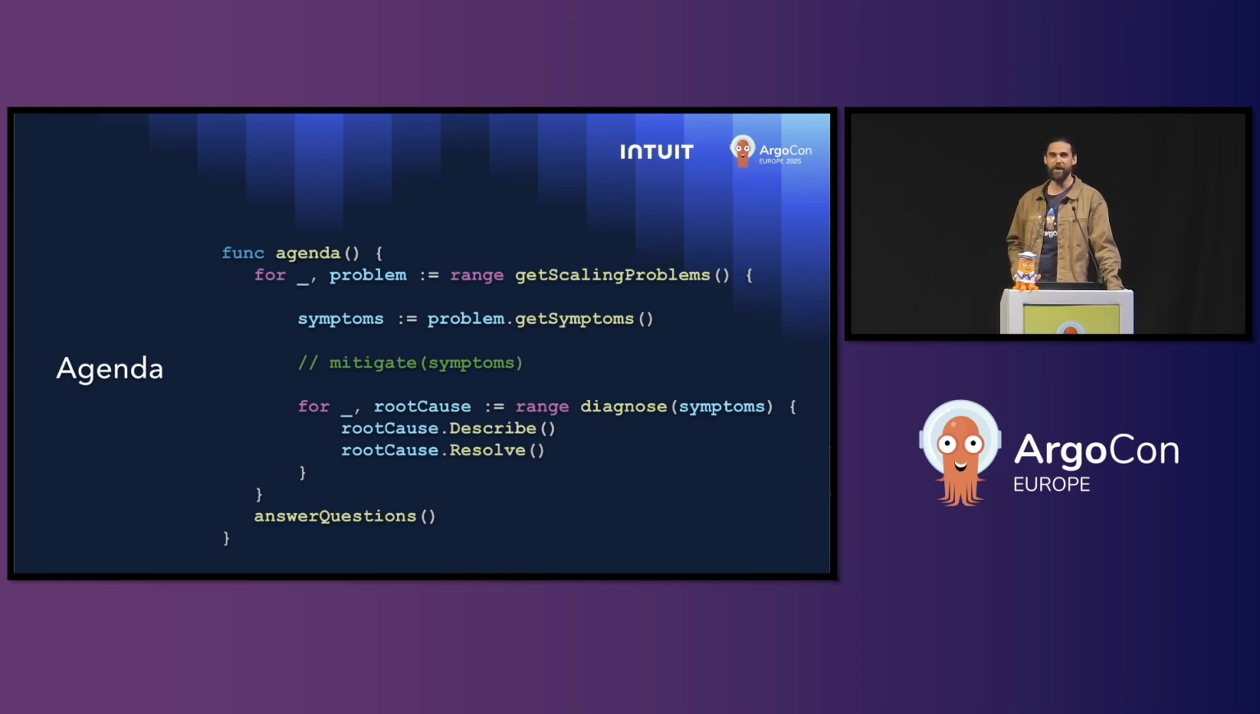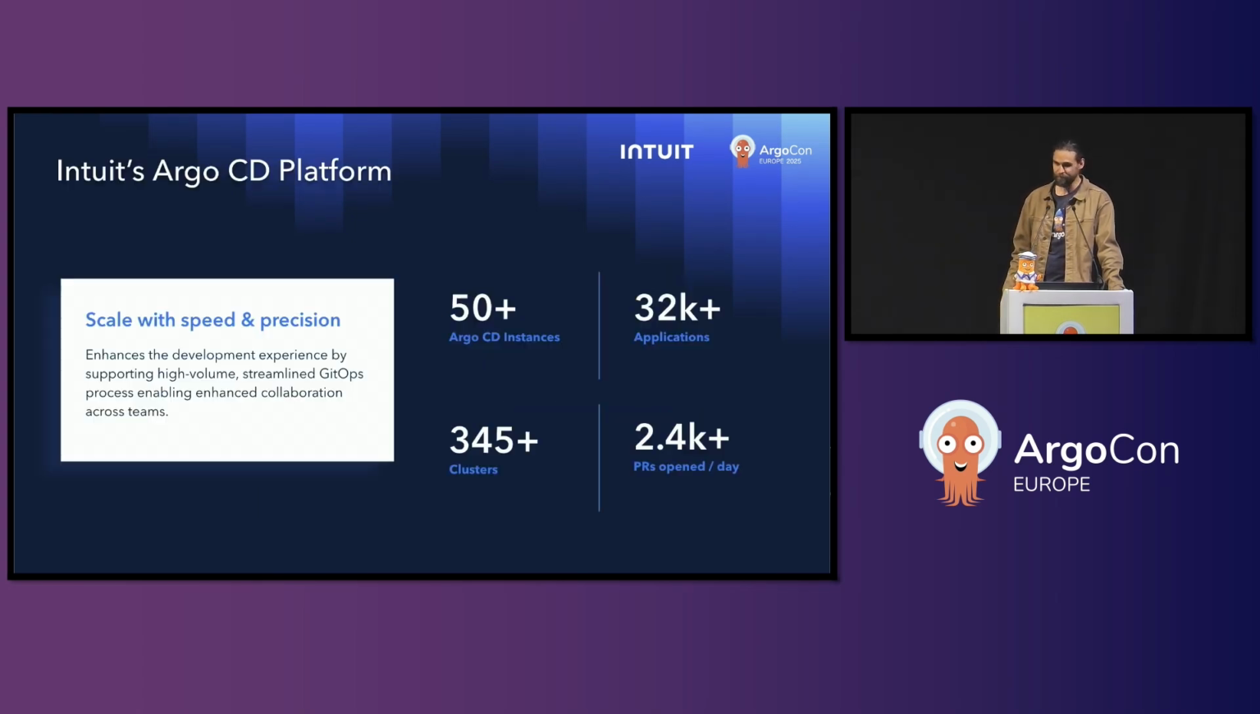So we're going to go over a list of different scaling problems that we've experienced, or that I've experienced, or the community has experienced, and we're going to look at the symptoms. We're going to look at the graphs and see what happens in Argo. Normally, people will just mitigate the symptoms and be done with it. But today, we're going to dig deeper. We're going to try to diagnose them, find the root cause, and fix it for good.